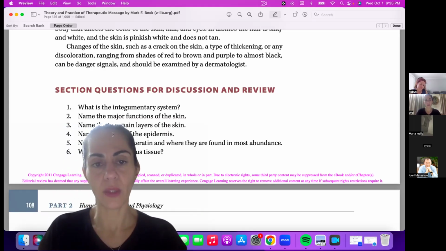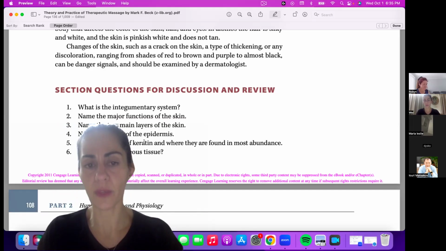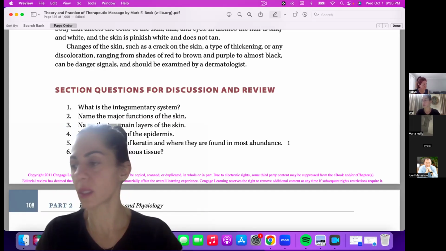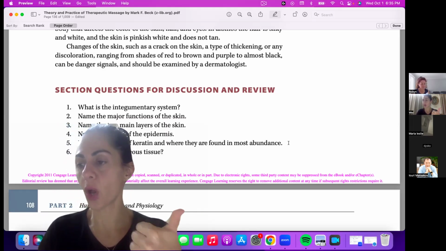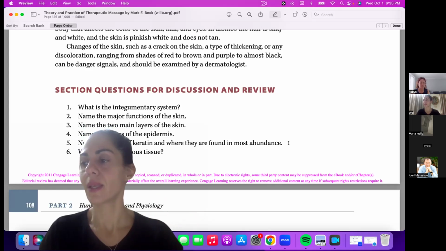Okay, let's move on to number 5. Name the 2 forms of keratin and where they are found in most abundance. Hard. Okay, and if there's hard, there is also soft, correct? So soft, what do you think soft is?